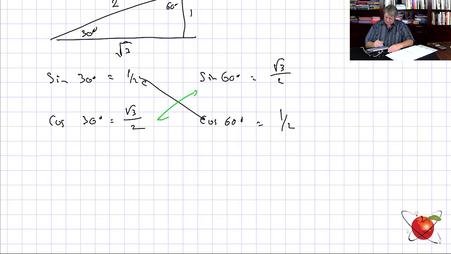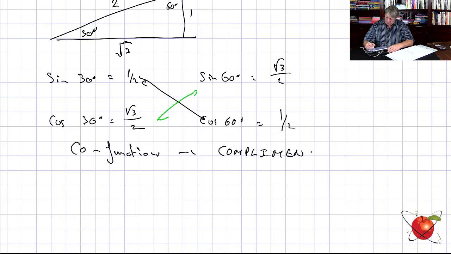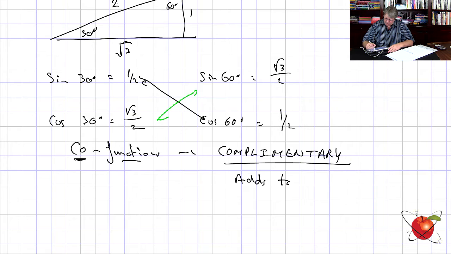The cofunctions, these are cofunctions. Where from? Remember, complementary angles, complementary function. Complementary adds to 90 degrees. Complementary angle adds to 90 degrees. Supplementary adds to 180. Complementary adds to 90 degrees.